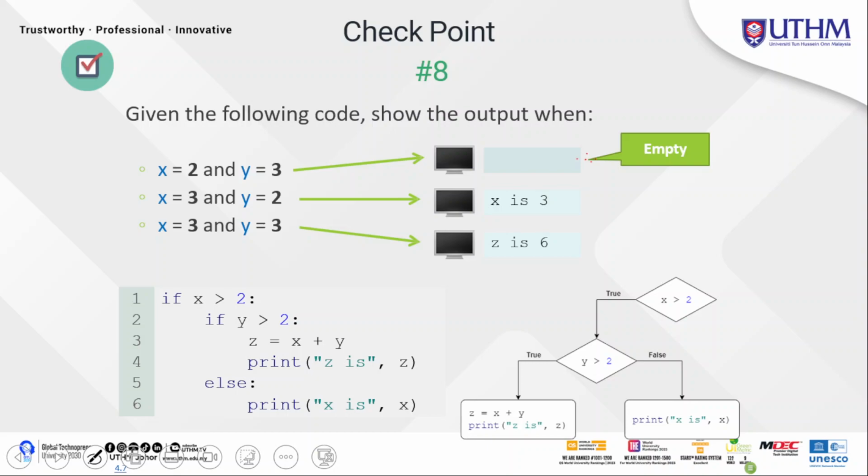Okay, so if the first condition, if x is greater than 2, if y is greater than 2, z equal to x plus y. Print z is, so the z value, else it prints x is x. So you can see the flow chart. If x is greater than 2 is true, it will go for the next condition, which is y is greater than 2. If y is less than 2, then it will go for this condition, print the x value. If y is greater than 2, it's true, it will go for this process. So we have two conditions processed here, 1 and 2.